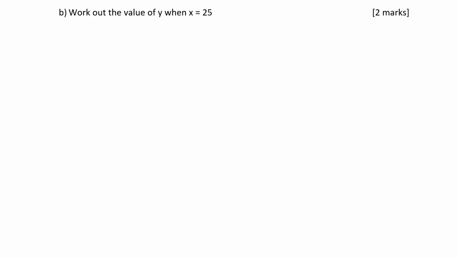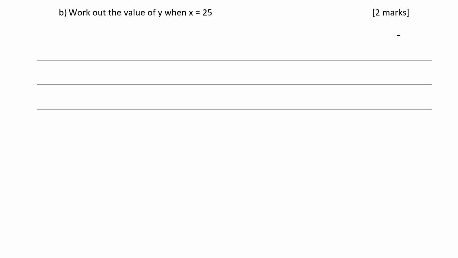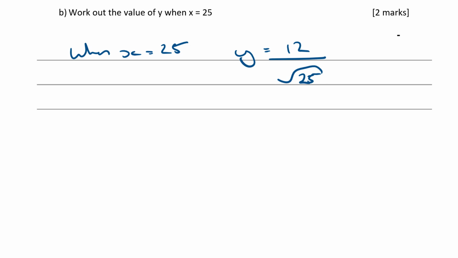Okay, now part B, it says work out the value of y when x is 25. That's fairly easy. We just need to sub in then into our equation that we just found. So when x equals 25, then y is going to be 12 over the root of 25. Root of 25 is 5. So basically y is 12 over 5 then, isn't it? 12 fifths, which is 24 tenths, which is 2.4. So the answer is 2.4.